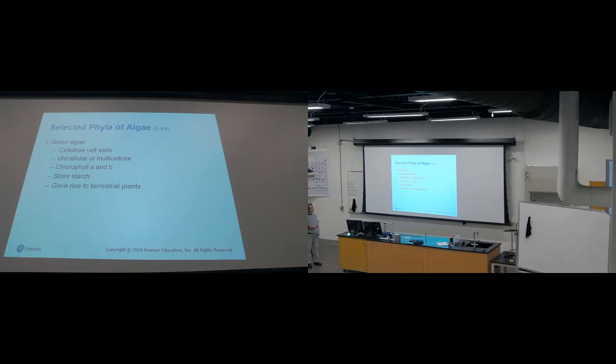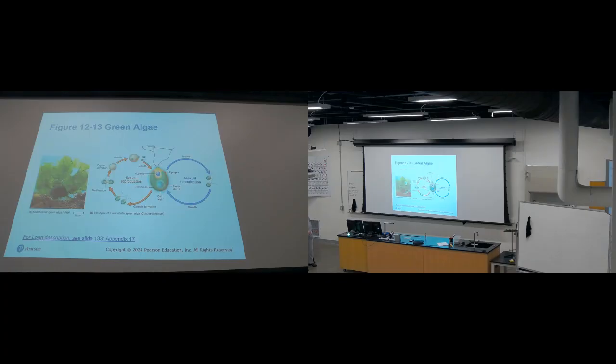Green algae has cellulose cell walls, can be unicellular or multicellular, has both types of chlorophylls, A and B, stores starch, and gives rise to terrestrial plants. Has two types of reproduction as well, sexual and asexual. So they undergo mitosis, grow and form this mature form. And this mature form can form gametes. The gametes will fuse. They form the zygote. This zygote undergoes meiosis, forms more gametes, and then they form the adult form. And here we have a multicellular green algae, which is called Ulva.